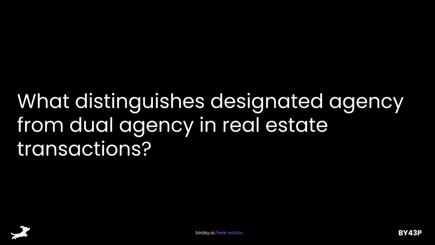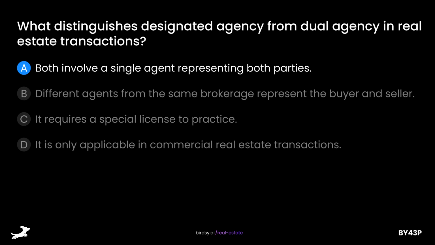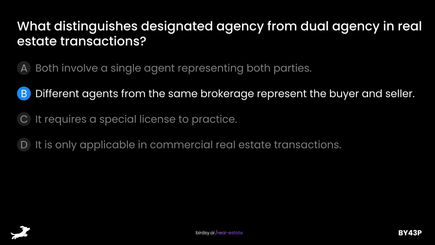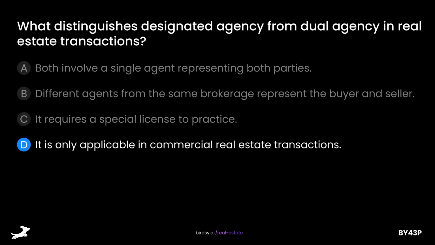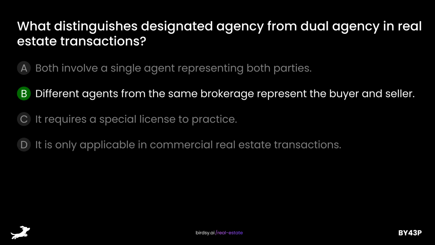What distinguishes designated agency from dual agency in real estate transactions? Is it A, both involve a single agent representing both parties, B, different agents from the same brokerage represent the buyer and seller, C, it requires a special license to practice, or D, it is only applicable in commercial real estate transactions? The answer is B, different agents from the same brokerage represent the buyer and seller.